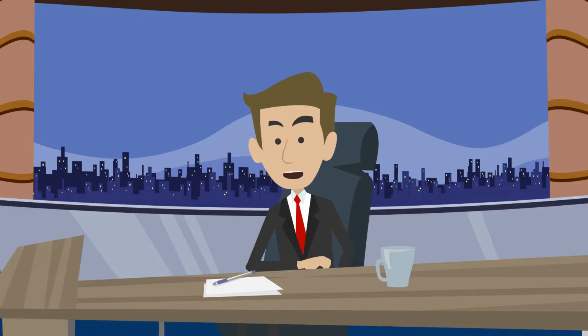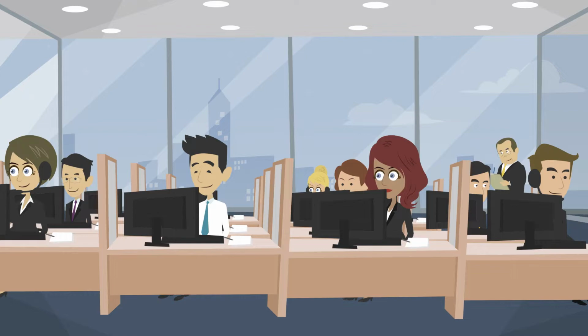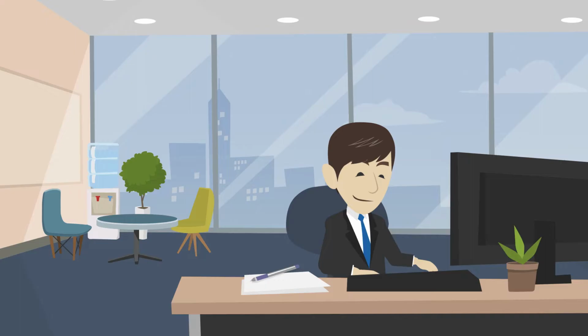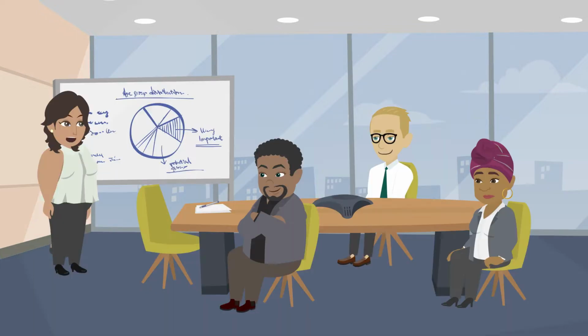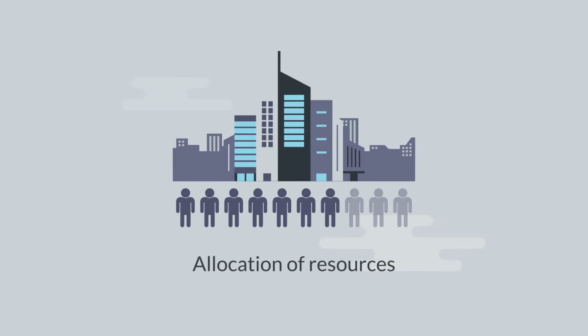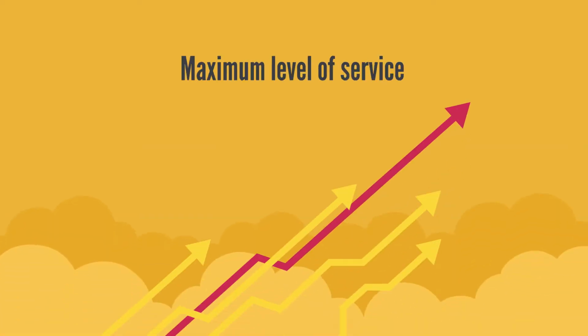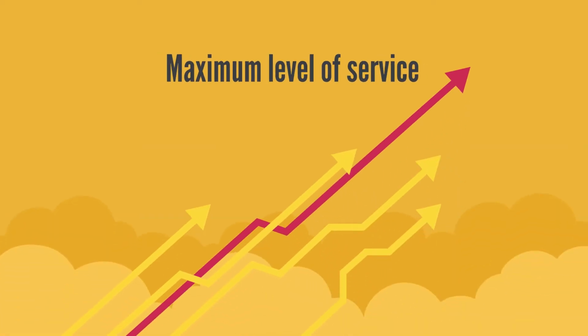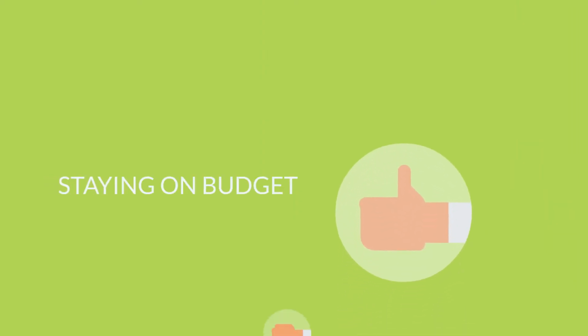In the same way that you budget your household or business expenses, balancing the town budget is an ongoing process that requires ongoing monitoring. Administration reviews the actual spending against the budget plan to ensure money is being spent where it's needed and is not wasted or misallocated. The information gathered during these reviews provides valuable insight into the allocation of resources, allowing the town to provide the maximum level of service to the community while staying on budget.